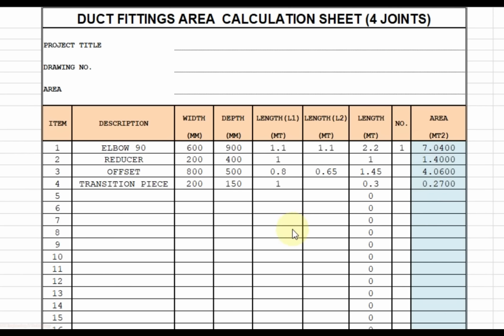Now we will calculate the area of this reducer by Excel sheet. The width of the reducer is 300 mm and the depth is 600 mm and the length is 0.8 meter. Then we get the area 1.6 square meter, same as we calculated manually.